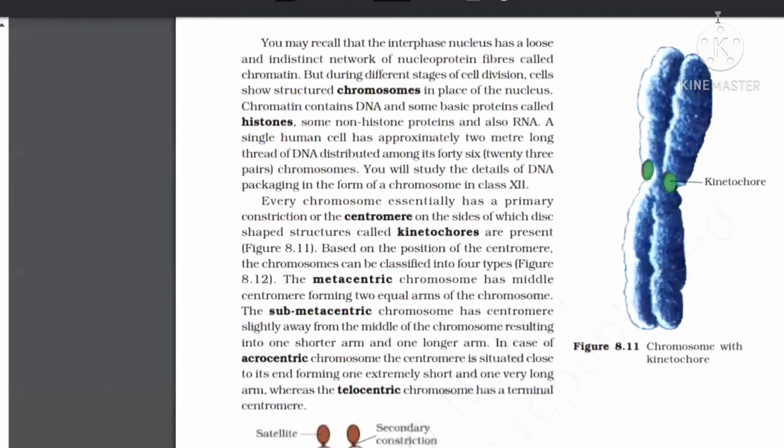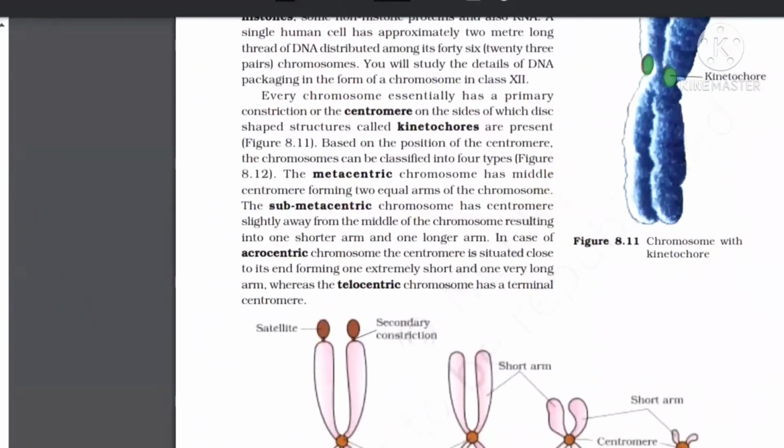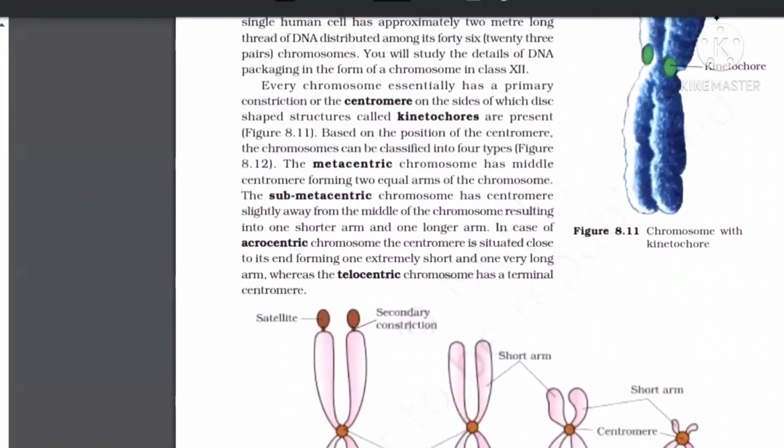So now see, every chromosome has a primary constriction. Okay, check the diagram carefully now. You will find the chromosomes have a primary constriction, that is known as the centromere, on the side of which is a disc-shaped structure. Again, it is a question: what is the shape of the kinetochore? The kinetochore is disc-shaped, and the diagram is showing it. The kinetochore is a disc-like structure which is present on either side of the centromere.